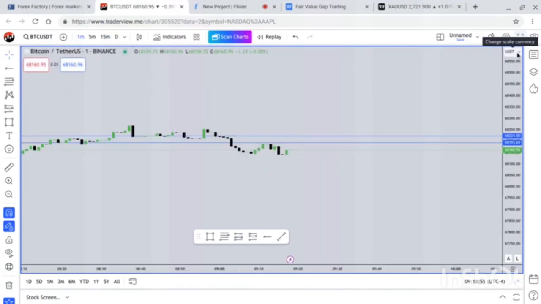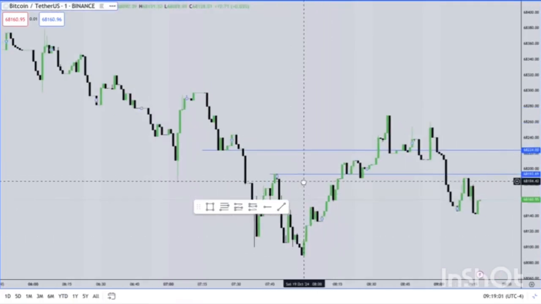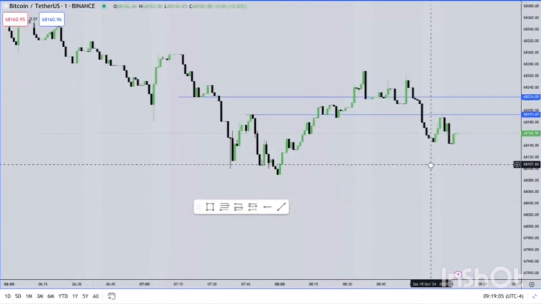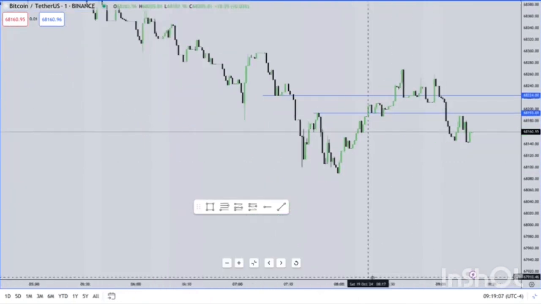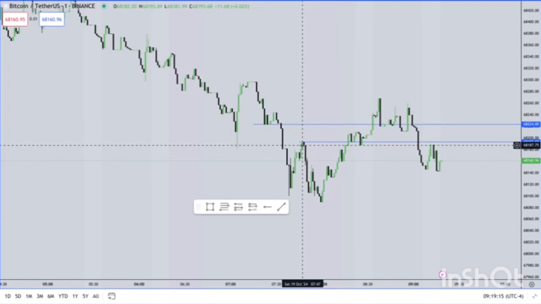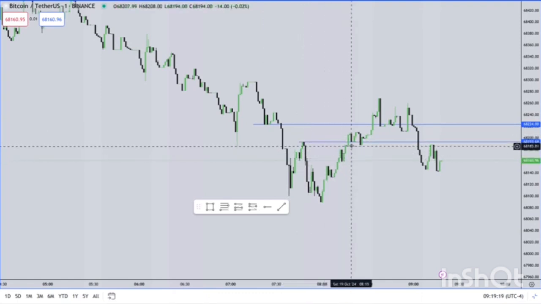Let me put it back in full screen and reset the chart. Now this is the 1 minute time frame. What do you see in the 1 minute time frame? This is the 15-minute fair value gap from here to here. Now, since we have that 15-minute fair value gap, what do we see here?